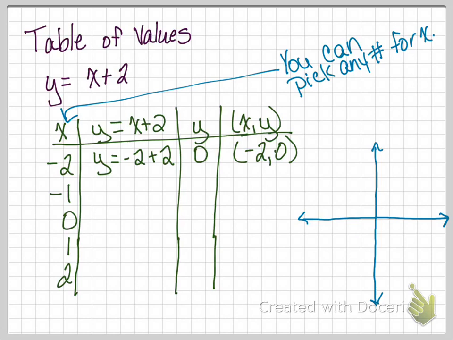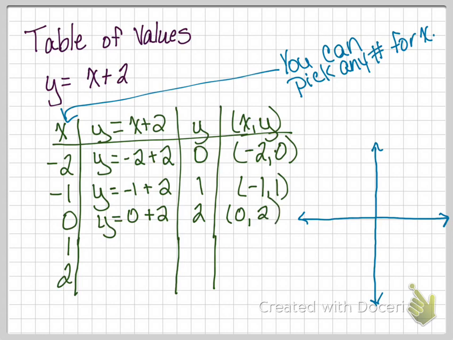So now I am going to plug in negative 1. I have y equals negative 1 plus 2. What did you get? Positive 1. So what's my ordered pair there? Negative 1 and 1. You got it. Okay, for 0, I've got y equals 0 plus 2. So what's my y value? 2. And what's my ordered pair? Excellent.